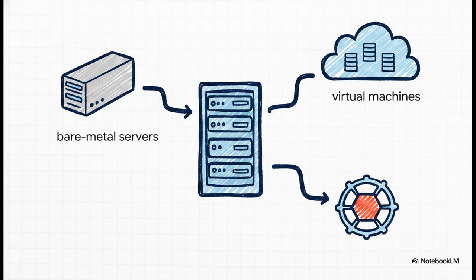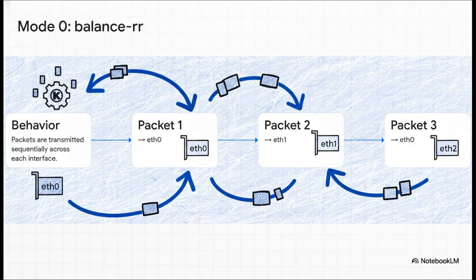But here's the thing, not all bonding is created equal. Linux actually gives us a whole toolkit of different modes, and each one has its own special strategy. So let's take a quick tour of the most common ones. First up is Mode 0, also known as Round Robin. This is about as straightforward as it gets. The kernel just deals out packets to each interface one by one. Packet 1 goes out eth0, packet 2 goes out eth1, packet 3 goes back to eth0, you get the idea. It's a really simple way to make sure you're using all your available links.